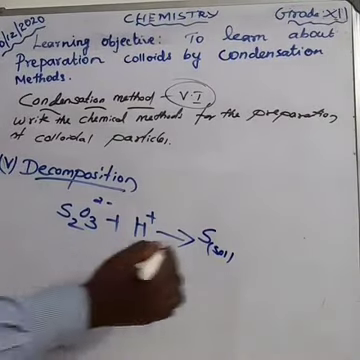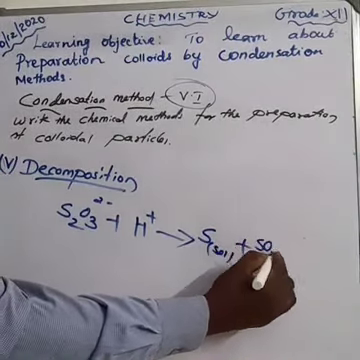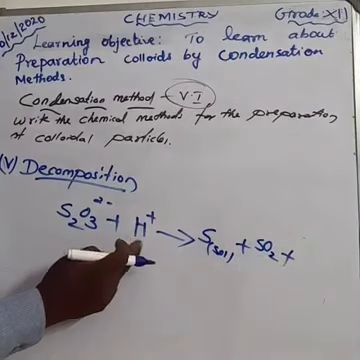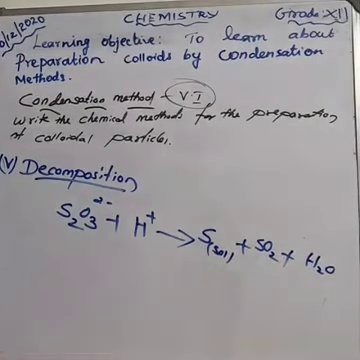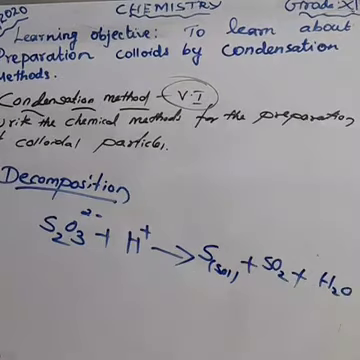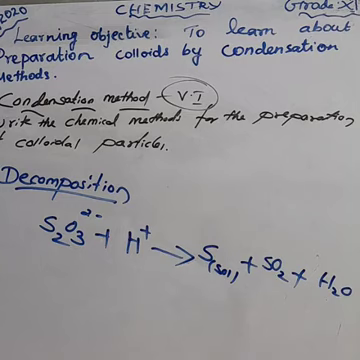And also with the evolution of sulfur dioxide, and also the hydrogen combines with oxygen to form water molecule. That's the equation. We get the sulfur salt. Here, the decomposition reaction: sodium thiosulfate salt reacts with an acid to form sulfur salt, sulfur dioxide, and also we get water. Now, how can you balance the equation?